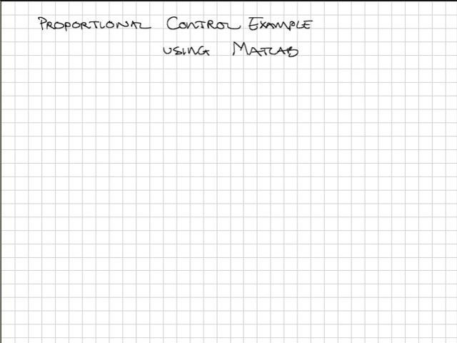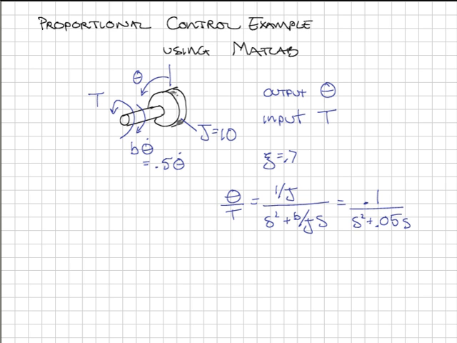Let's follow up on the proportional control example, but this time use MATLAB. Here again is the problem. We have a motor which we're modeling as a rotating mass. We want to control the output theta by using an input torque T.